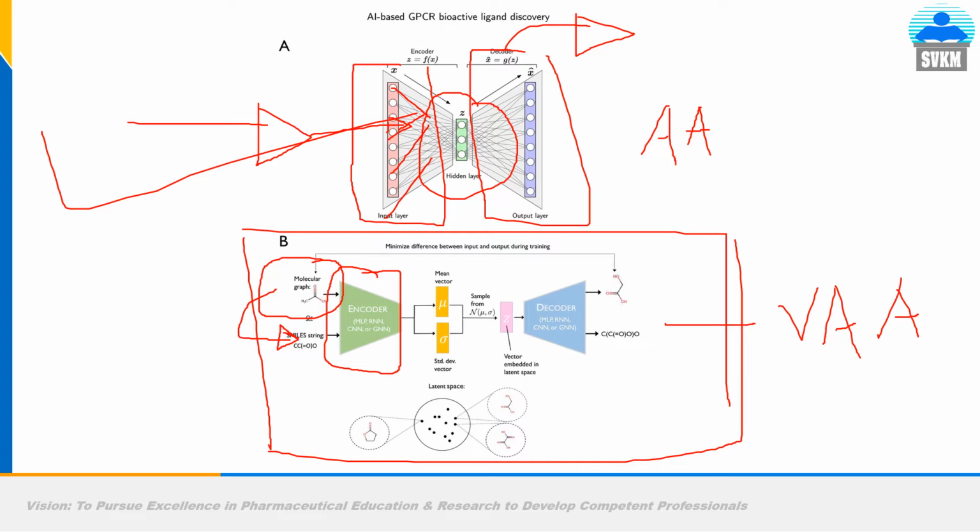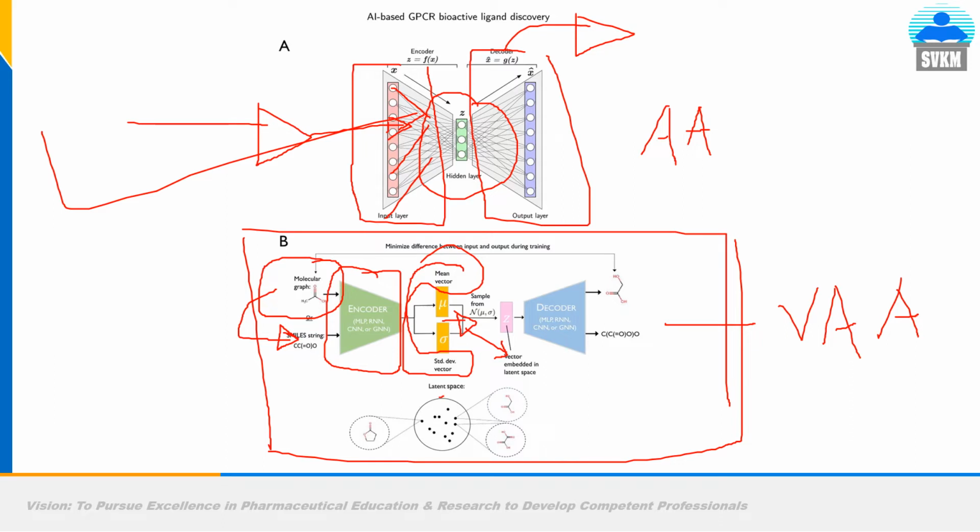The encoder also makes two vectors: one is a standard deviation vector, another is a mean vector, and from this you will go for sampling. From this latent space generated by the encoder, you will take latent vectors and decode them, and you will get molecules similar to the input molecule.